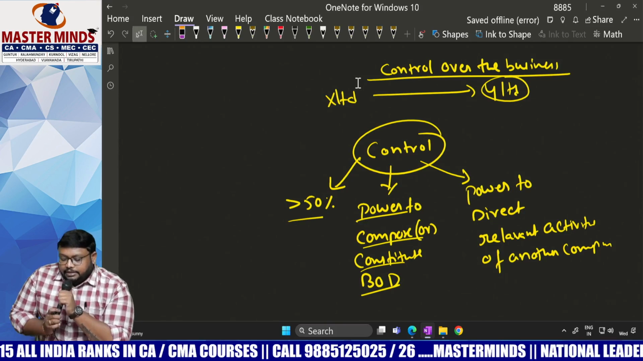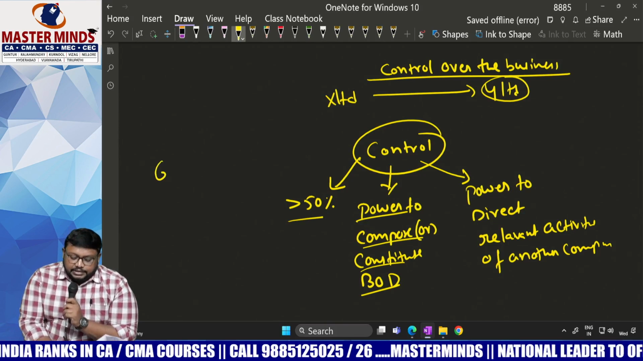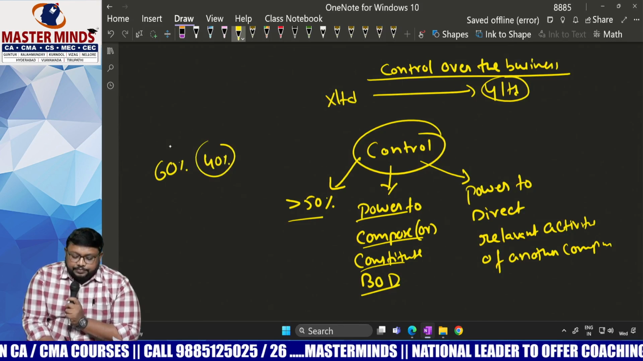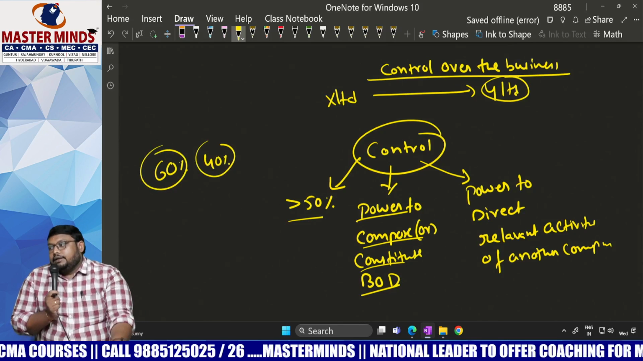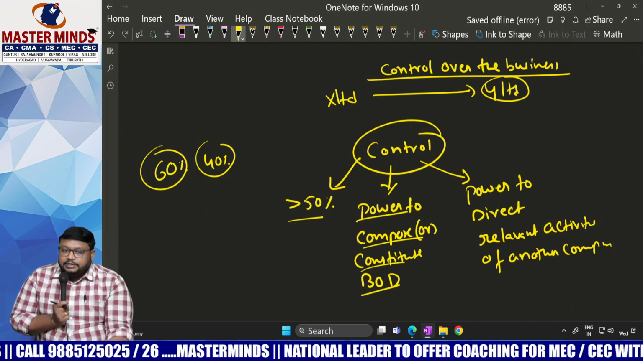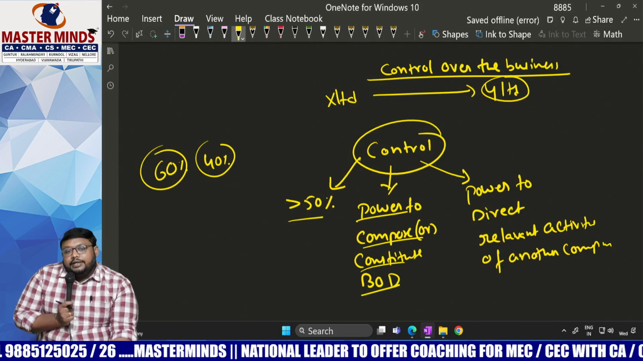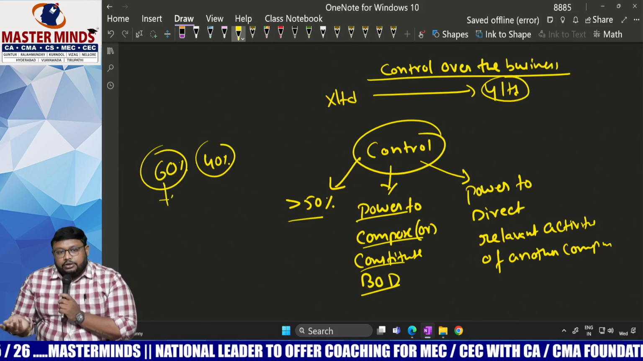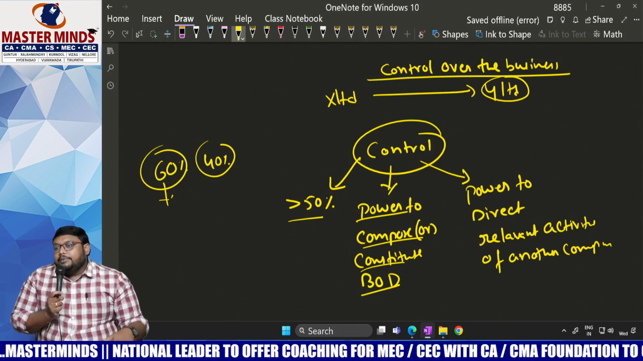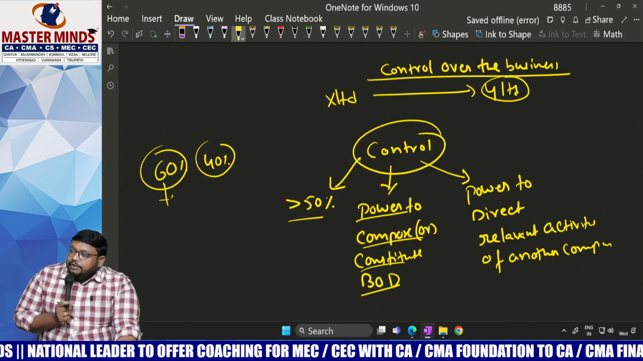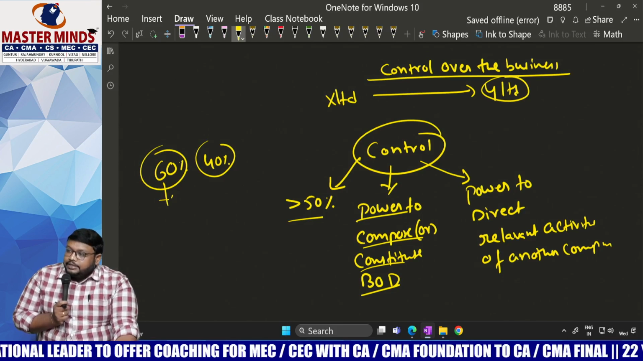For example, I have 60% voting rights and the remaining 40% is with other shareholders. If any decision has to be taken by that company, I have 60% voting power, so automatically my decision will win. That means I have control over the business of another entity. If you have more than 50% of stakes, then you can say you have control.